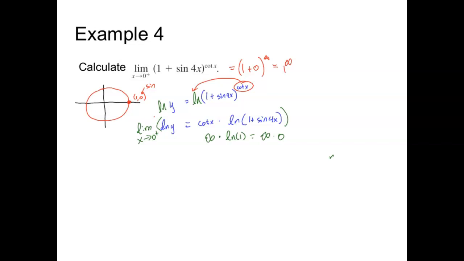I'm just going to rewrite this as a quotient. To rewrite it as a quotient, you have to divide by 1 over one of the factors. And you can choose which one you want to divide by the reciprocal of. I could either divide by the reciprocal of cotangent or the reciprocal of natural log. I think cotangent is going to be easier. What is the reciprocal of cotangent?